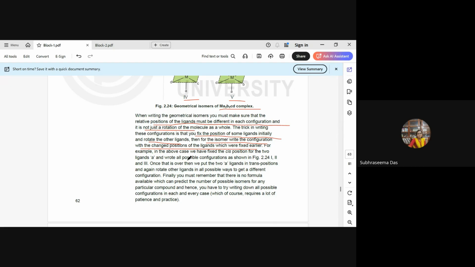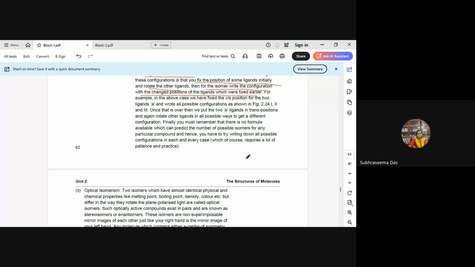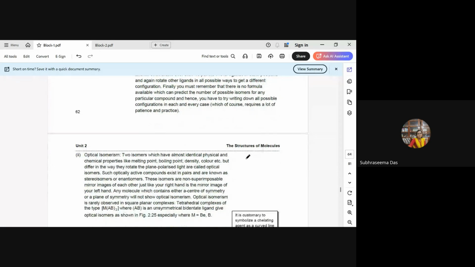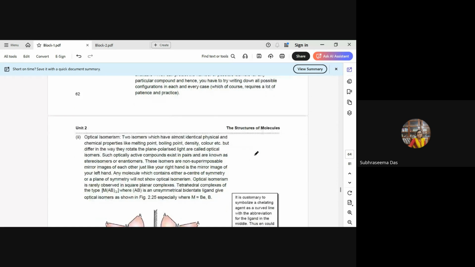So, for example, once we have fixed the cis position, we can write all the possible configurations of the cis position. Then we will write the opposite of the cis position, that is the trans position, and rotate the other ligands. But this requires a lot of practice while predicting the possible isomers of an octahedral complex.